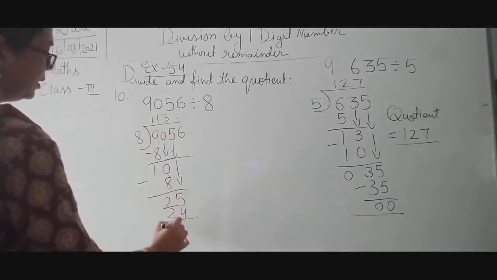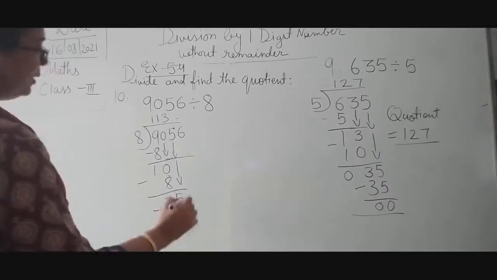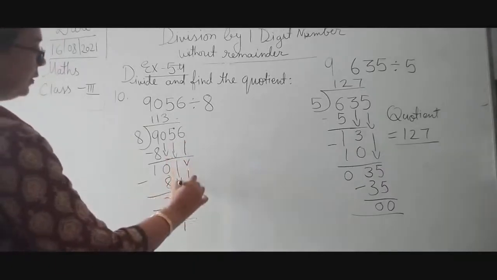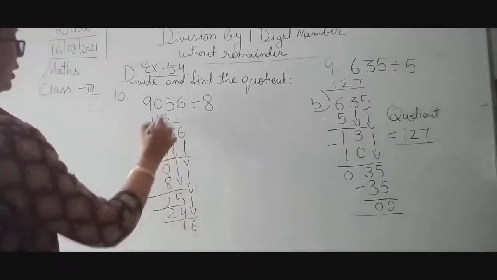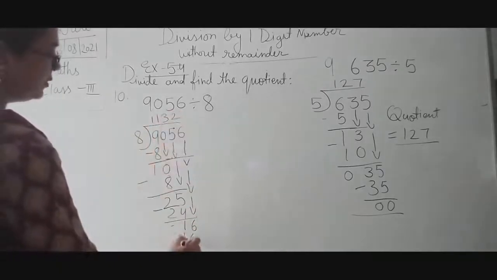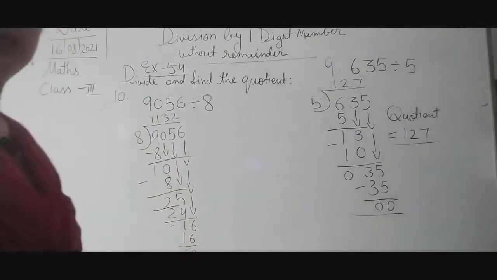Again here nothing will be there. Then 5 minus 4 we will get 1. So here we are going to bring down this 6. So 8 twos are 16 children. Nothing will be left. It is much bigger than the other one.